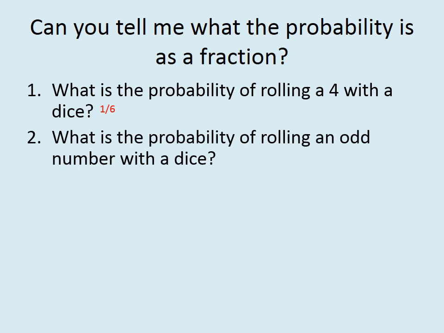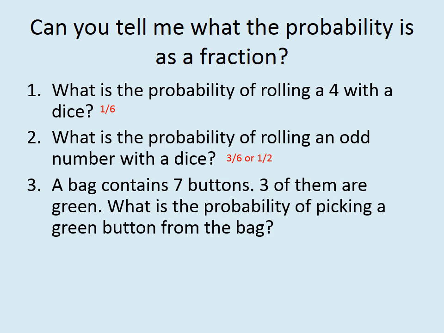Number 2, what is the probability of rolling an odd number with a dice? Tell me, in a dice, how many odd numbers we have? Excellent. We have 3 odd numbers: 1, 3, 5. So these 3 numbers out of how many numbers we have in dice? 6. So 3 out of 6, or we can write it 1 out of 2 after we simplify this fraction.